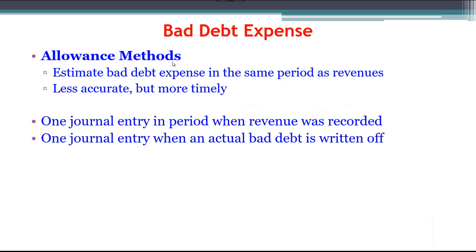Now, when we use the allowance methods, there are two different journal entries that come into play. The first one is the estimated bad debt expense, recorded when the revenue was recorded to match it. But then the second one will be a journal entry to write it off when the actual bad debt is determined truly to be uncollectible.